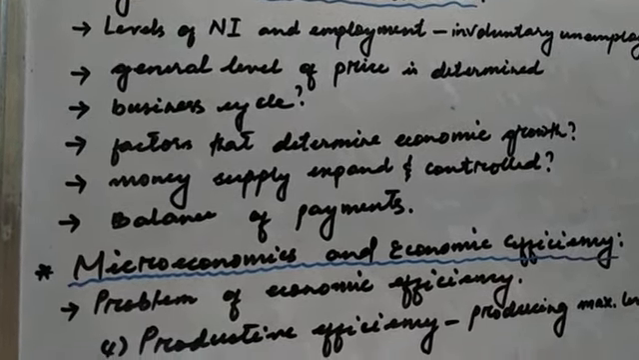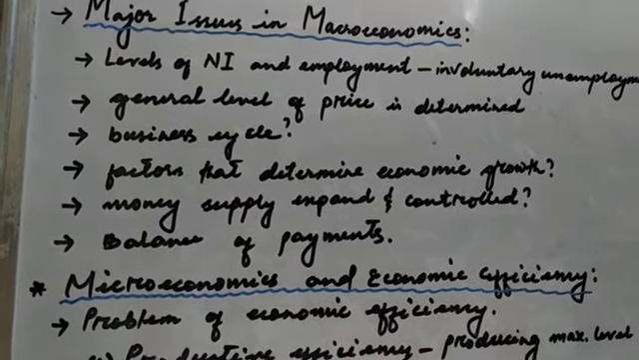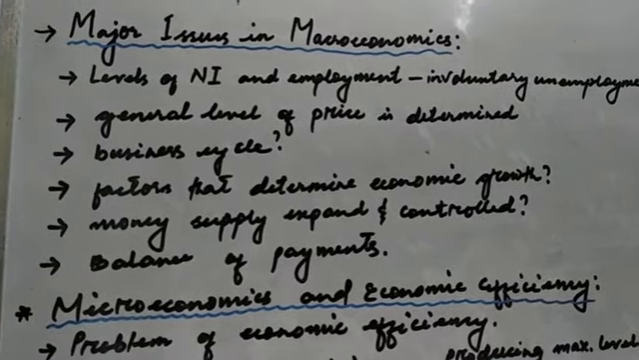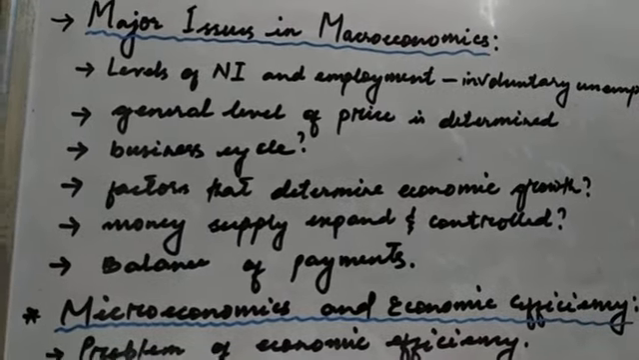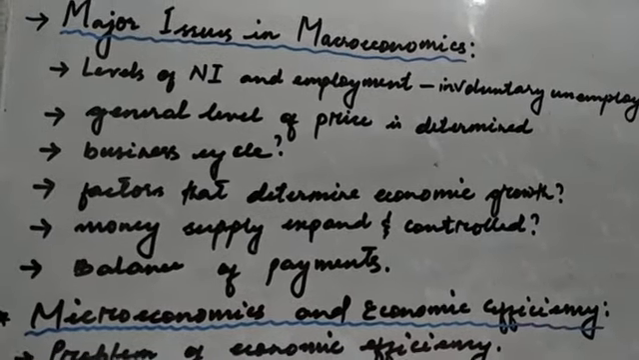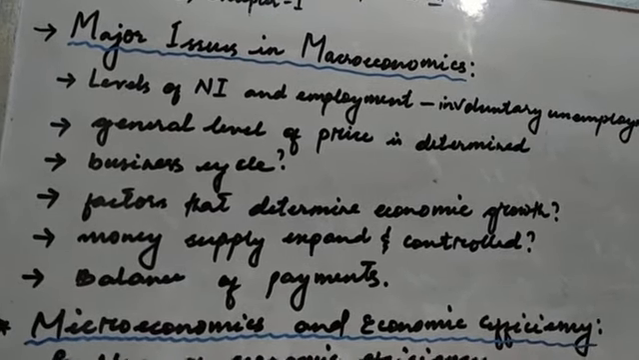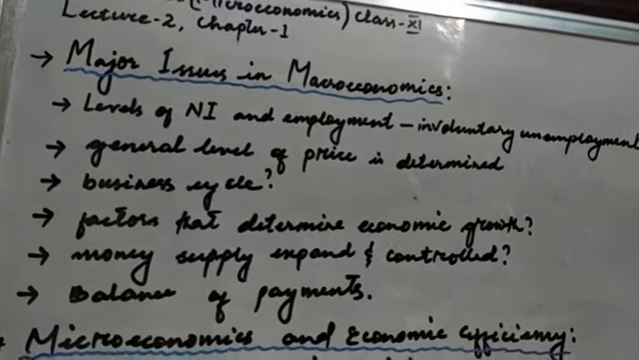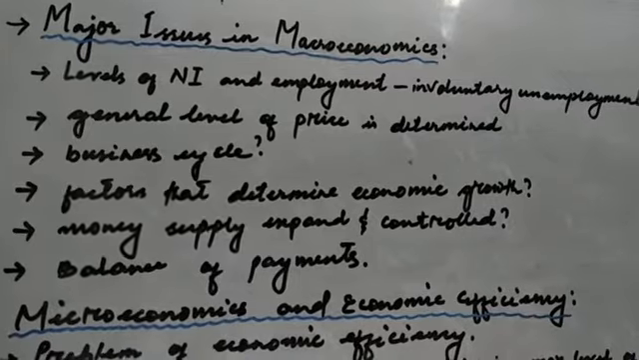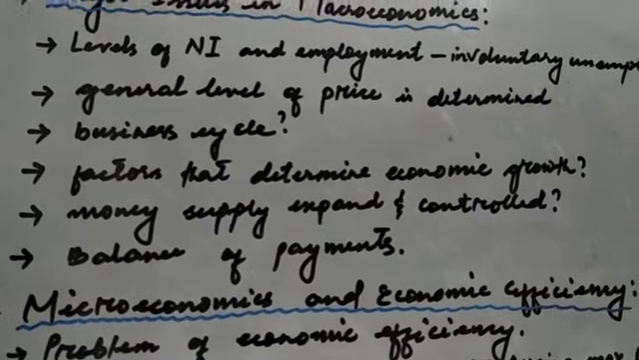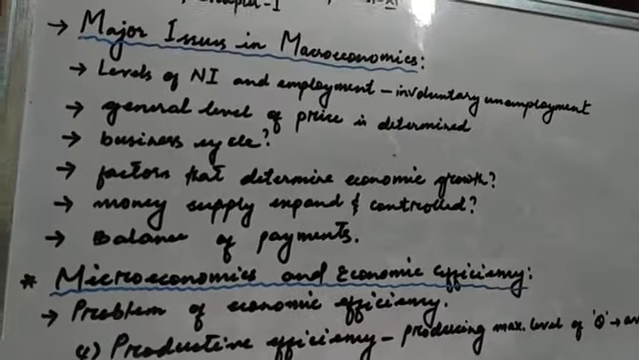Fourth, we have what are the factors that determine economic growth? So what are the factors which will determine the growth of a particular economy? That will also be studied in macroeconomics. When we talk about economic growth, it is the sustained increase in real total national income and per capita income over time. So it is a sustained, constant increase in total national income, GDP, per capita income over a period of time, within a certain period of time. So national income or economic growth is calculated in that way.